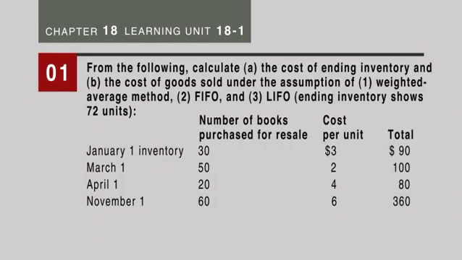From the following, we're going to calculate the cost of ending inventory and the cost of goods sold under the weighted average method, FIFO, which is first in, first out, and LIFO, which is last in, first out. We're going to have ending inventory of 72 units. The first thing we want to do is total how many units we have. So we'll take 30 plus 50 plus 20 plus 60 equals 160. Then we're going to total the value of each. So $90 plus 100 plus 80 plus 360 is 630.